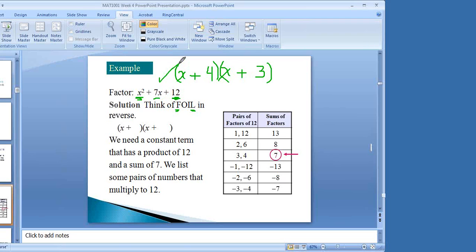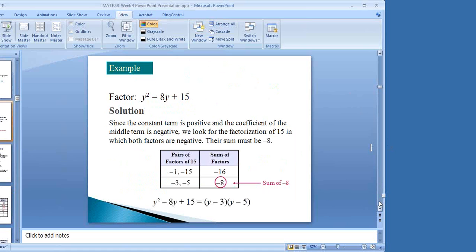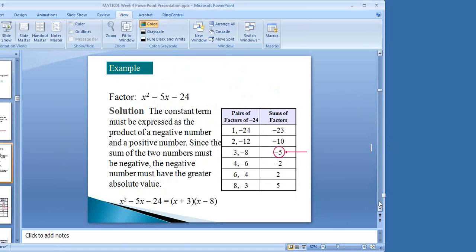So you'd find if you tried like 6 and 2, you'd get a middle term of 8x. That would not be what you wanted. So you would just erase and try it again. Okay, so scratch paper is going to be very important. And this is another example. So I've got a lot of examples. I don't want you to memorize formulas. If you want to, that's fine. They're in this presentation and they're in the book, but I think they're confusing. I think it's easier if you just try FOIL backwards.